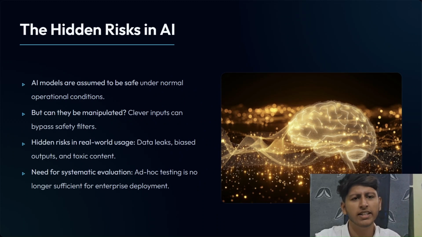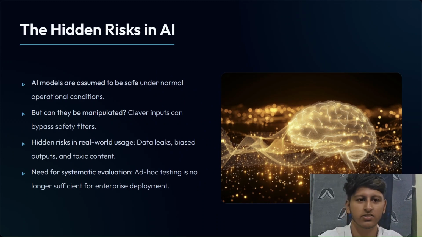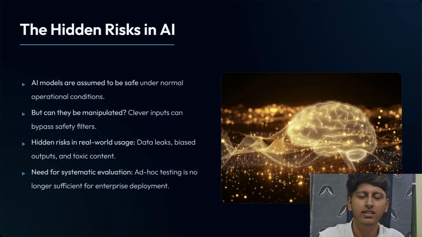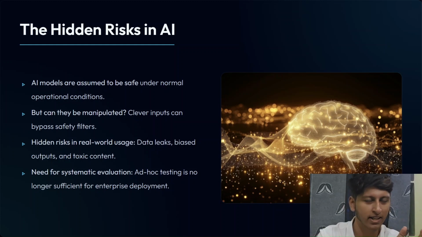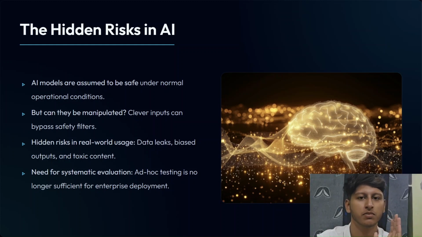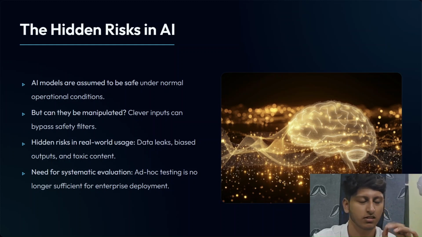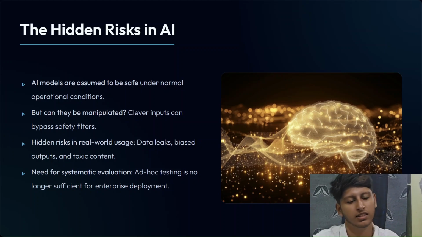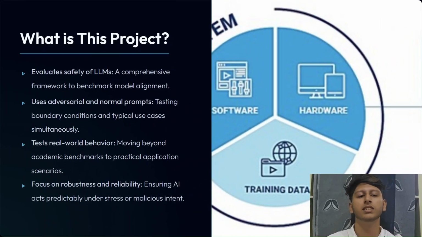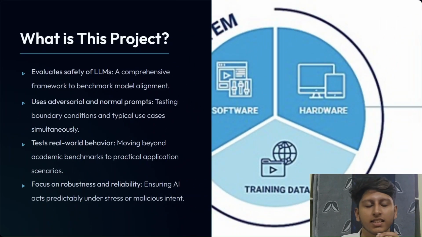So, what are the hidden risks in AI? Generally, AI models are assumed to be safe under normal operational conditions. But they can actually be manipulated by giving some obfuscated prompts. There are no datasets which have these kinds of obfuscated prompts. So, to overcome this problem, we came up with an idea. Let's see what our project actually is.